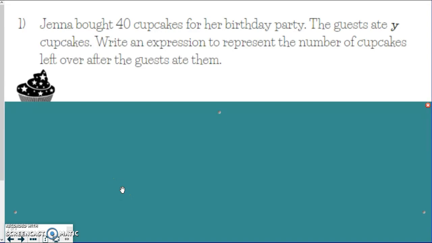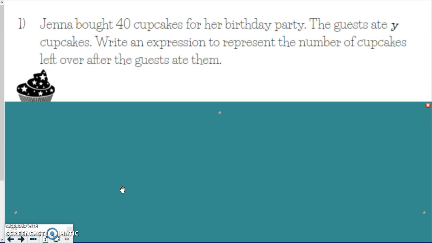So we've got some parties going on. Jenna bought 40 cupcakes for her birthday party. The guests ate y cupcakes. Write an expression to represent the number of cupcakes left over after the guests ate them. Okay, so we need to break it down here. First off, I see a number. Secondly, I see a variable. So they're not telling us exactly how many cupcakes the guests ate.